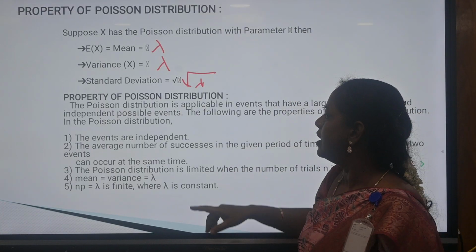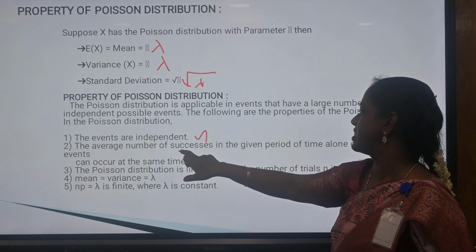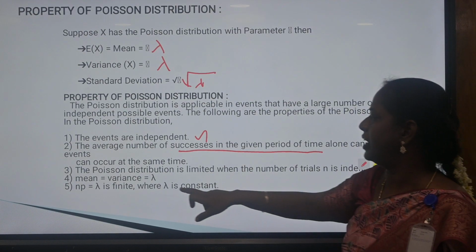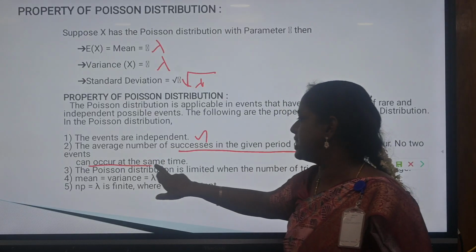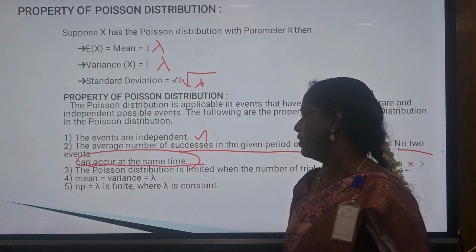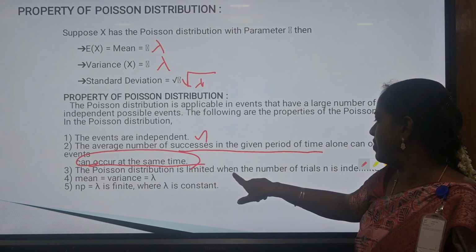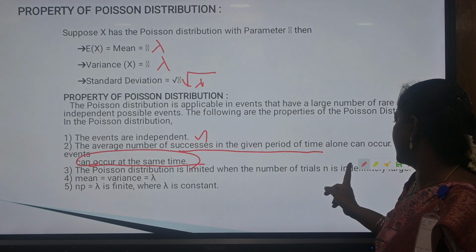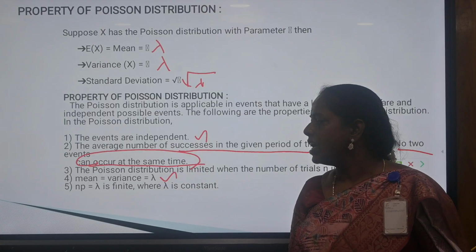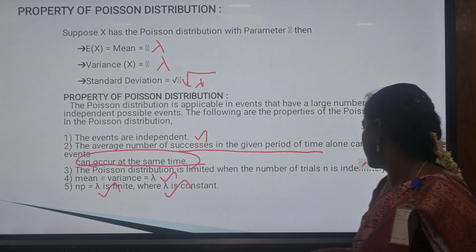First, the events are independent. Second, the average number of successes in the given period of time alone can occur. No two events can occur at the same time. Third, the Poisson distribution is a limiting case when the number of trials n is large, and the mean and variance of the Poisson distribution is lambda, where lambda is finite and n is a constant.